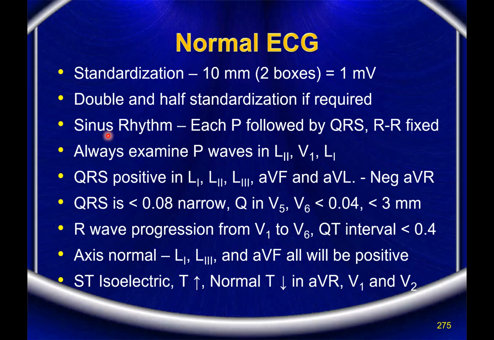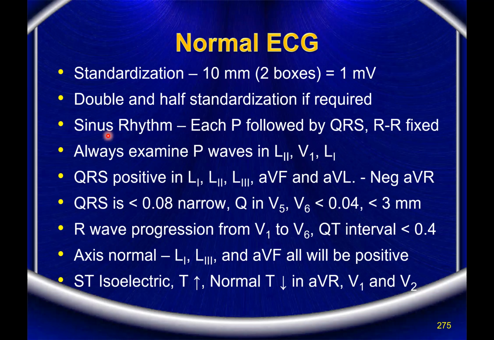Standardization: 10 mm, or 2 big boxes, is equal to 1 millivolt. Double and half standardizations I told you. Sinus rhythm: each P wave is followed by the QRS, and RR intervals are constant. Always examine the P waves in lead 2 and V1. QRS is positive in L1, L2, L3, AVF, and AVL, and negative in AVR.